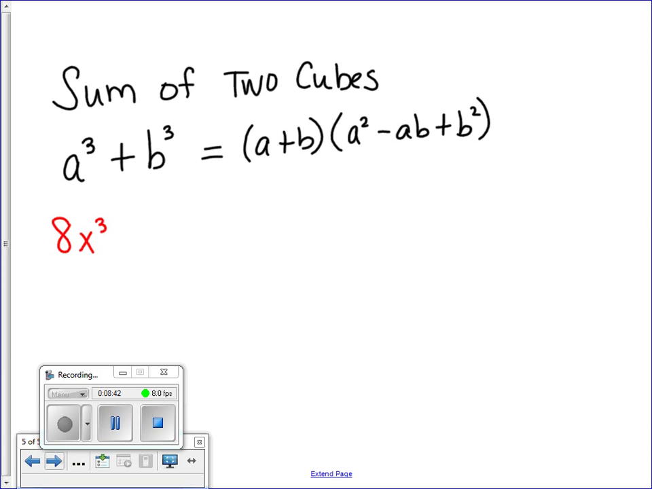8x cubed plus y cubed. That's the sum of two cubes. What's the cube root of 8? 2. What's the cube root of x cubed? X. And the cube root of y cubed is y. So this is in our a place, and this is our b place. So when we do a plus b, it's going to be 2x plus y.